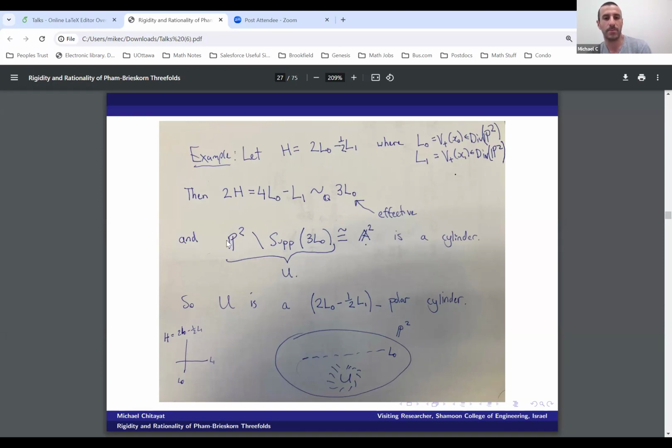And so U is the complement of the support of our effective divisor. And since this effective thing was Q equivalent to some multiple of H, it follows that U is an H polar cylinder. So we have some divisor here, which may look nothing like what we end up with in the end. We found something that was equivalent to some multiple of it, and then the complement is an H polar cylinder. So that's a simple example, and we'll see how this is useful for us later when we look at polar cylinders in certain Del Pezzo surfaces.